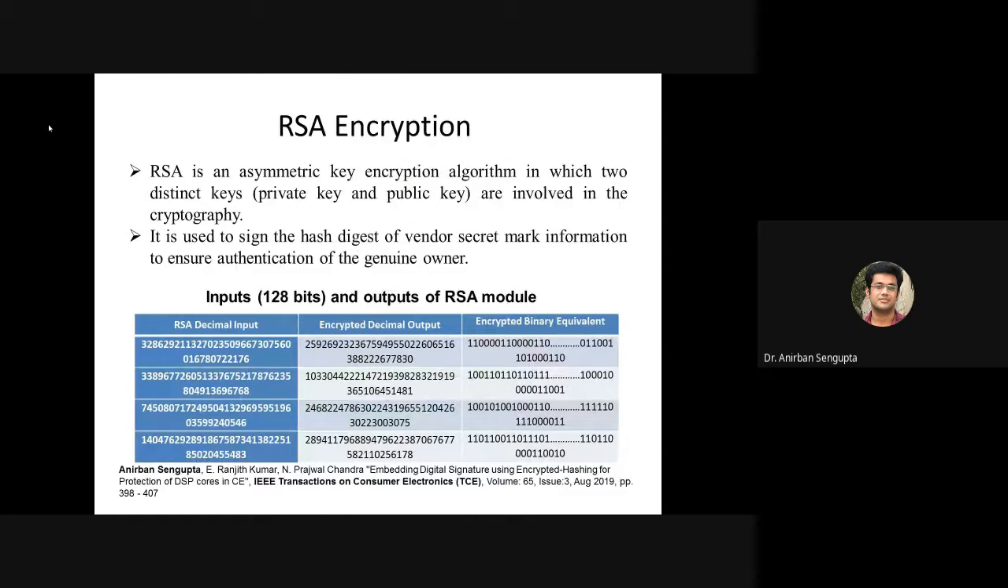So this is just an example. The role of RSA encryption is basically to sign the hash digest of the vendor secret mark information to ensure authentication of the genuine owner. So we can have a 120-bit input as shown here in the first column, and the encrypted decimal output as shown in the second column. And the corresponding binary value will be as follows. Each of these could be concatenated further depending on the number of blocks that are signed by the RSA module.